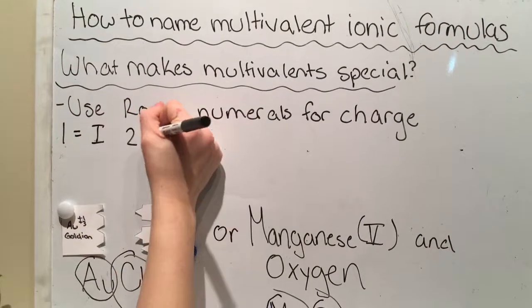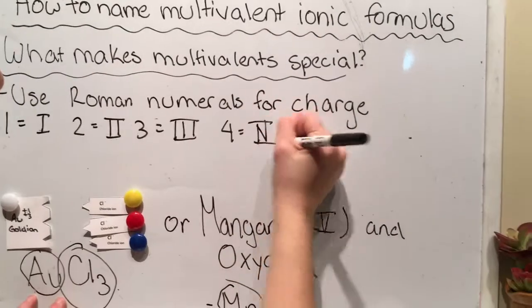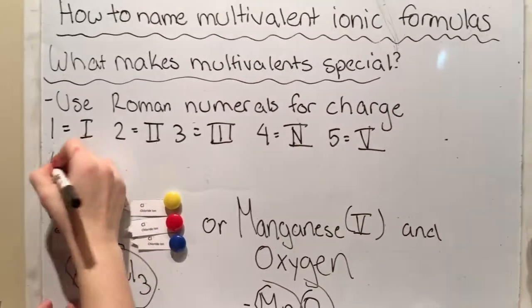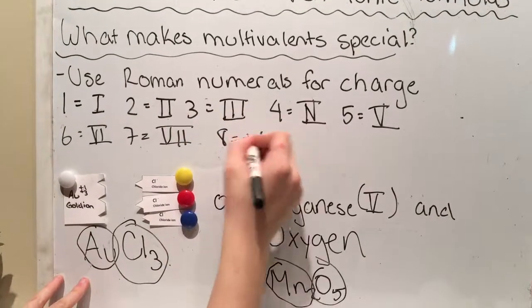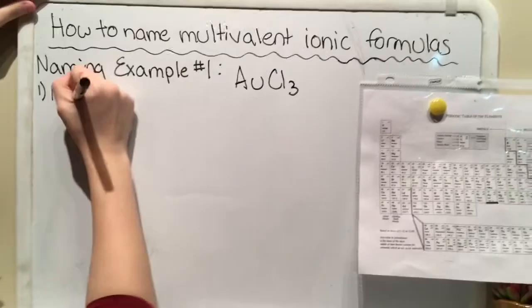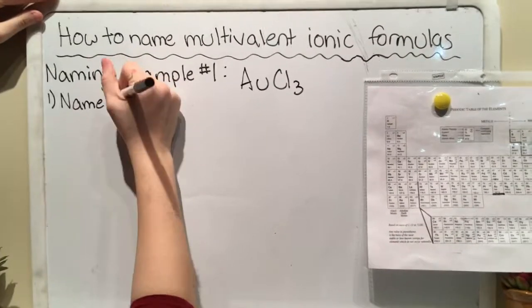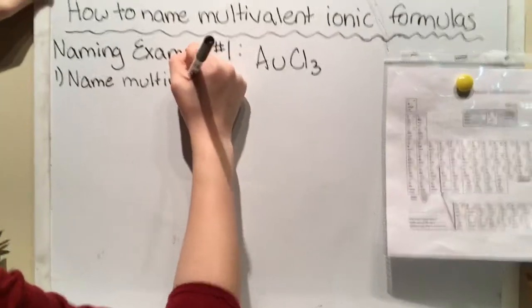What makes multivalent special is that they use Roman numerals for the charge. 1, 2, 3, 4, 5, 6, 7, and 8 will be as high as we are going for ionic charges for now. An example of a multivalent ionic formula is AuCl3. First of all, we need to name the multivalent ionic formula.